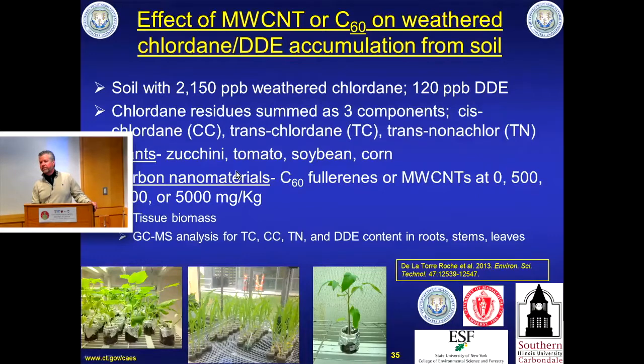We used four plants. We used two carbon nanomaterials at multiple concentrations, put the carbon nanomaterial into the soil where the contaminant already is, grow the plants, and see what happens. Where does the chlordane go as a function of nanomaterial exposure?